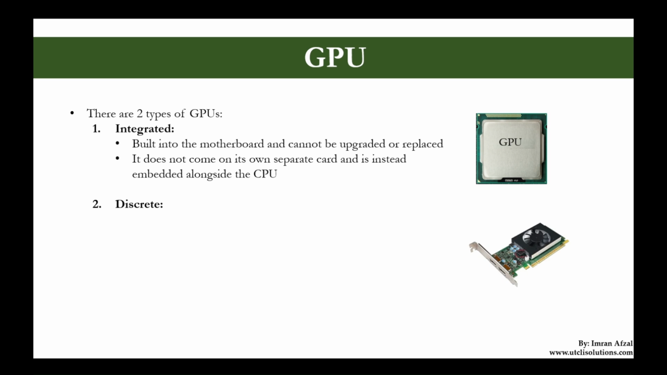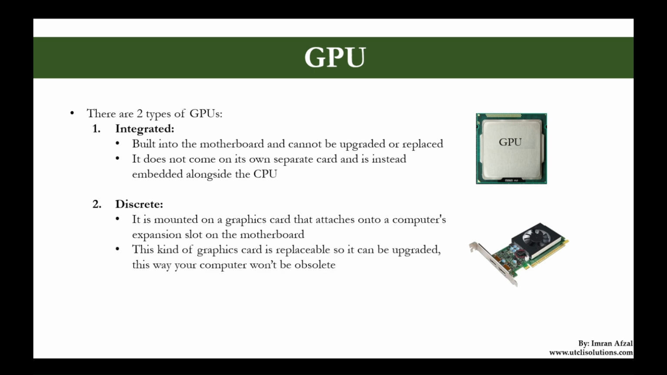Now let's talk about the discrete GPU. A discrete GPU is mounted on a graphic card that attaches onto a computer's expansion slot on the motherboard. This kind of graphic card is replaceable, so it can be upgraded. This way your computer won't be obsolete.